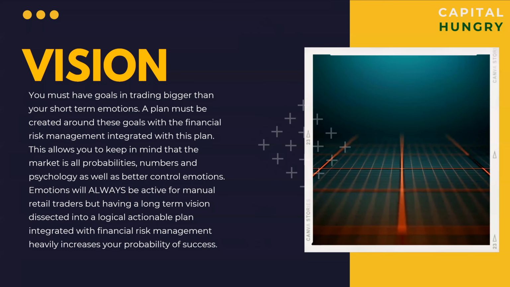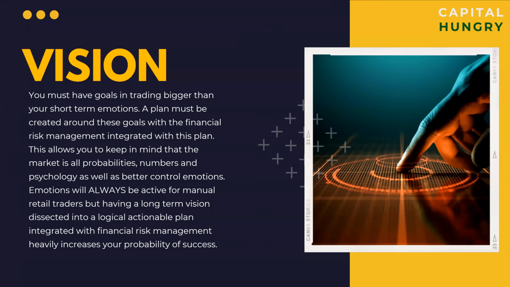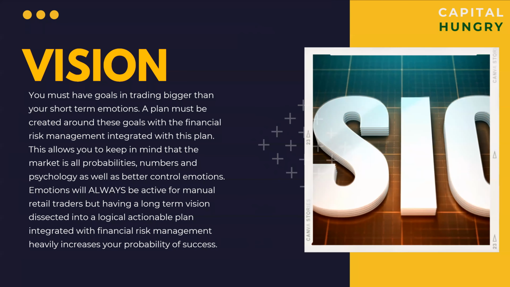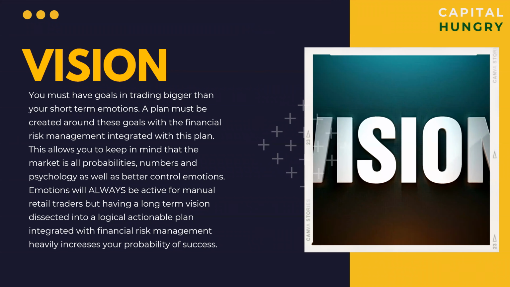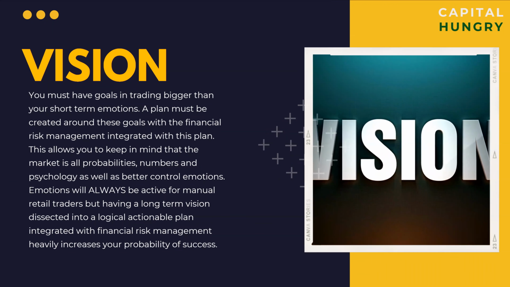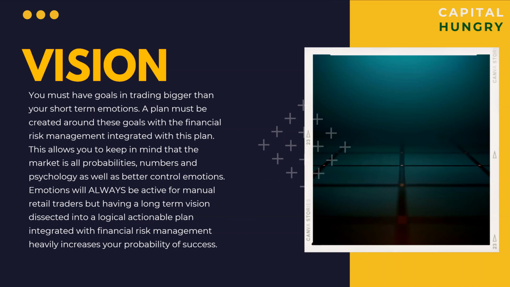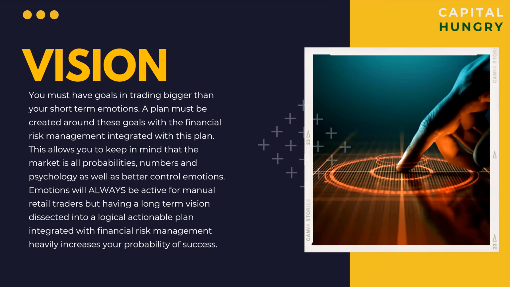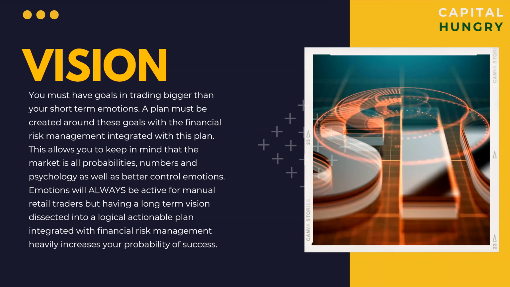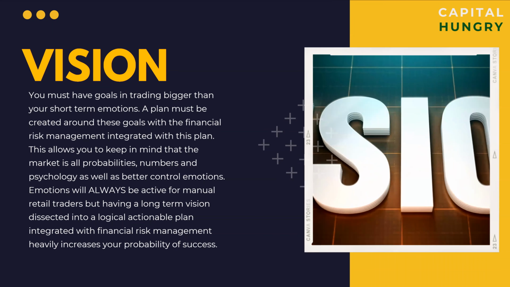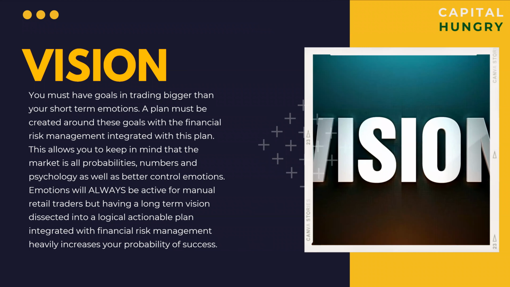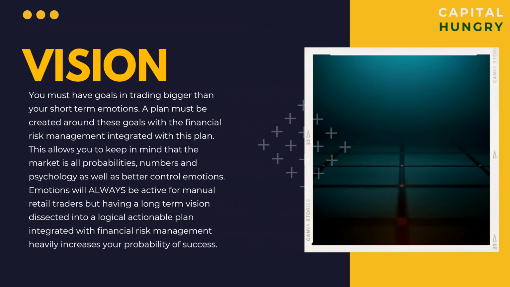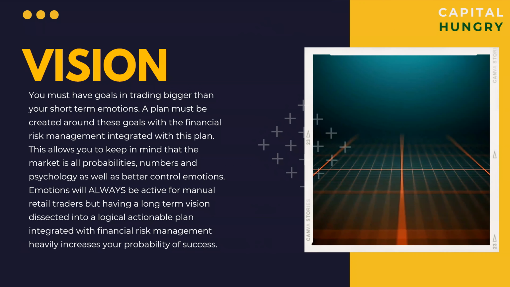Emotions will always be active for manual retail traders, but having a long-term vision dissected into a logical, actionable plan integrated with financial risk management heavily increases your probability of success. So a lot of people have a dream. A lot of people have a vision. I want to make a lot of money. I want to be a full-time trader. I want to buy my parents a house, retire early, go on vacations and meet a bunch of women.